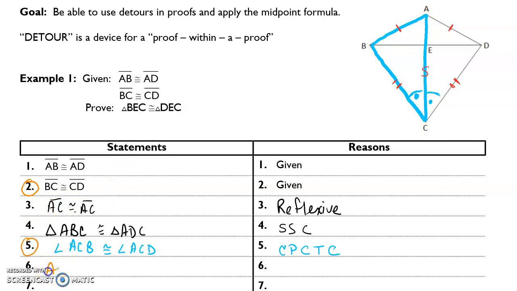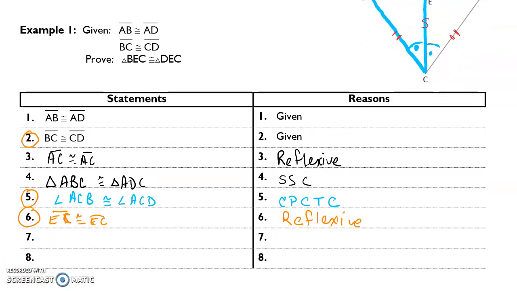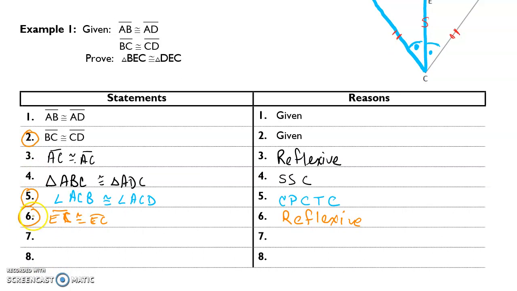I also need to then completely restate this, and not with A, but with segment EC being congruent to itself. That is the side of my triangle. So I need to use reflexive again with that new statement. Now those three corresponding parts allow me to conclude that triangle BEC is congruent to triangle DEC by side angle side congruence.